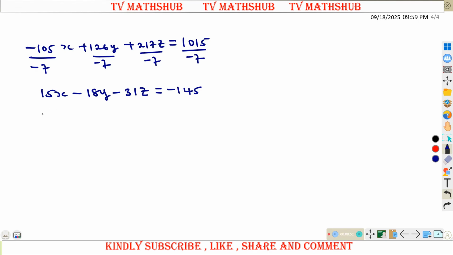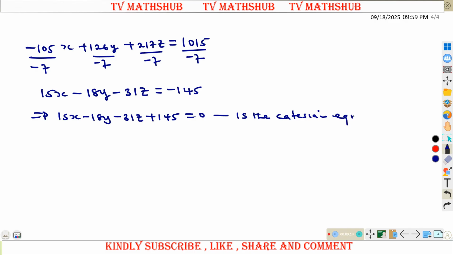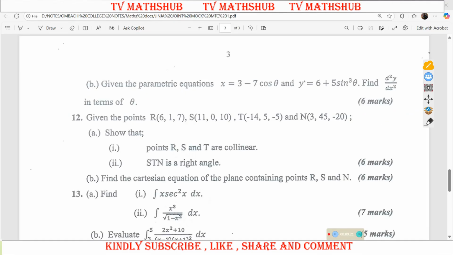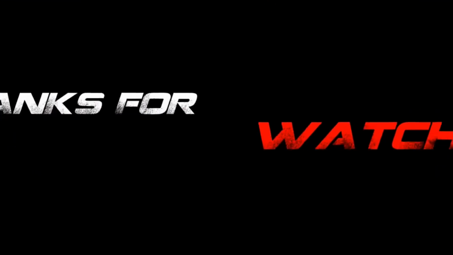-145. So this will finally give us 15x minus 18y minus 31z plus 145 equals 0 as the Cartesian equation of the plane. So this is the Cartesian equation of the plane. And part B of question 12 will be answered.